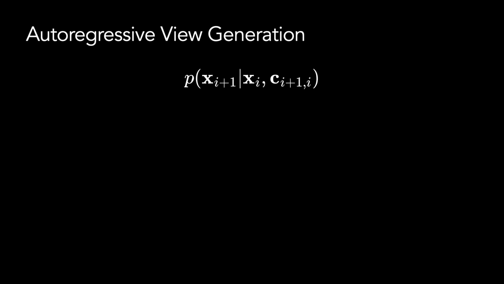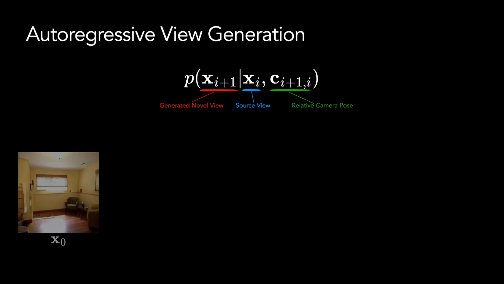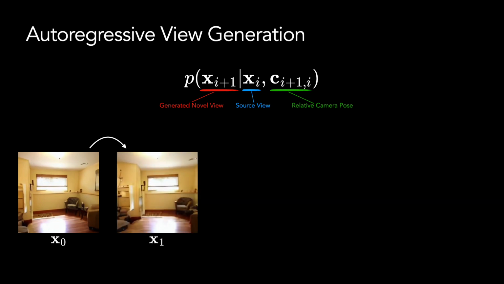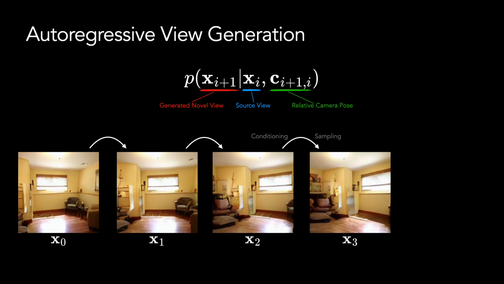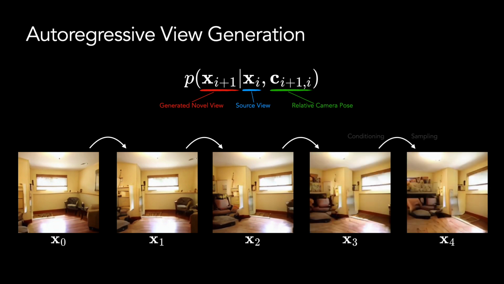To generate a trajectory of novel views, we sample the views autoregressively. This means we model the distribution over each novel view by only conditioning on the most recently generated view and the relative camera pose. For example, given x0, we condition on it to sample x1, and we condition on x1 to generate x2, and so on, until all views have been sampled.